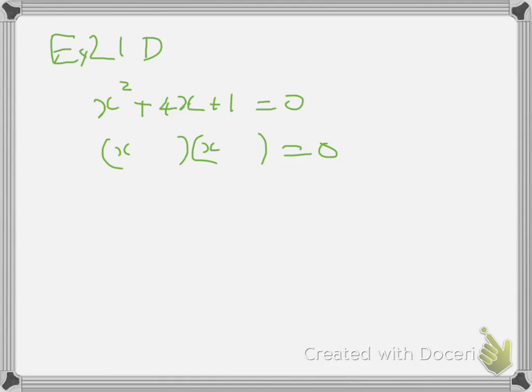And then the last term has to be 1 and 1, doesn't it? But if you think about the number of x's I've got, I haven't got 4 of them, I've only got 2 of them, and so it doesn't factorise. Well, the factors aren't whole numbers at least. Okay, so from this point I've got 2 avenues I can go down.